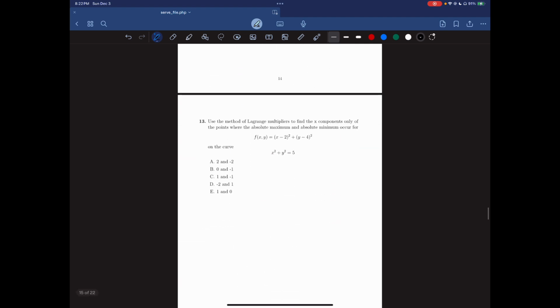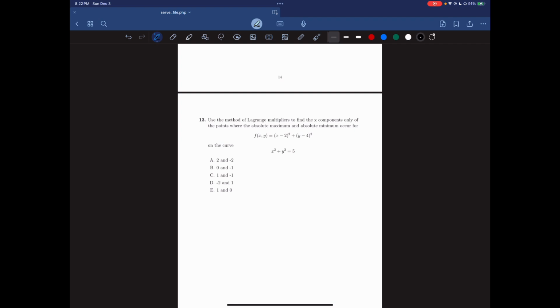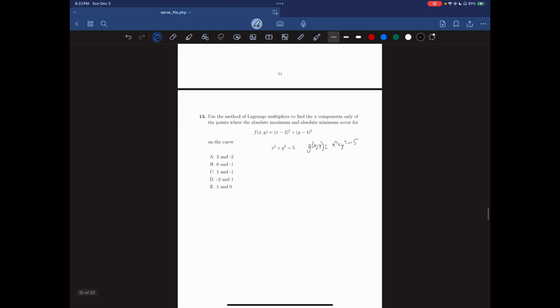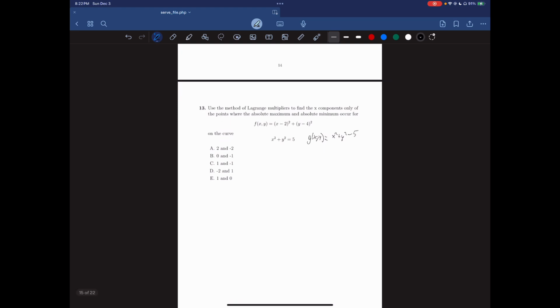Okay, 12 is A. 13, use the method of Lagrange multipliers to find the x components only of the points where the absolute maximum and absolute minimum occur for f(x,y) equals (x minus 2) squared plus (y minus 4) squared on the curve x squared plus y squared equals 5. Okay, so we know if we just call g(x,y) equals x squared plus y squared minus 5, we know the definition of Lagrange multipliers pretty much is just grad f(x,y) equals lambda grad g(x,y).